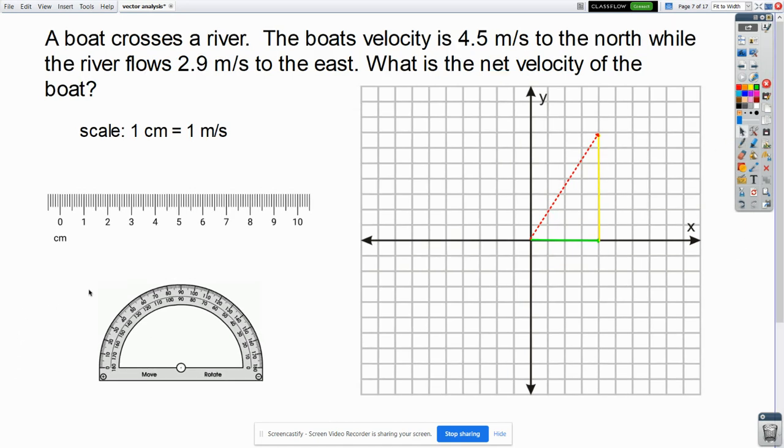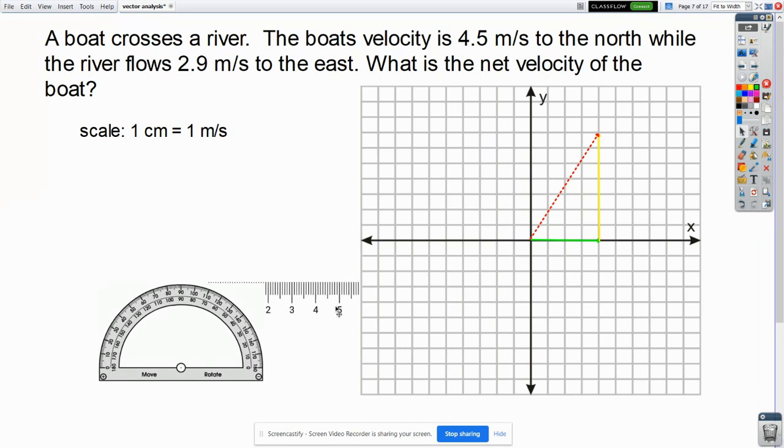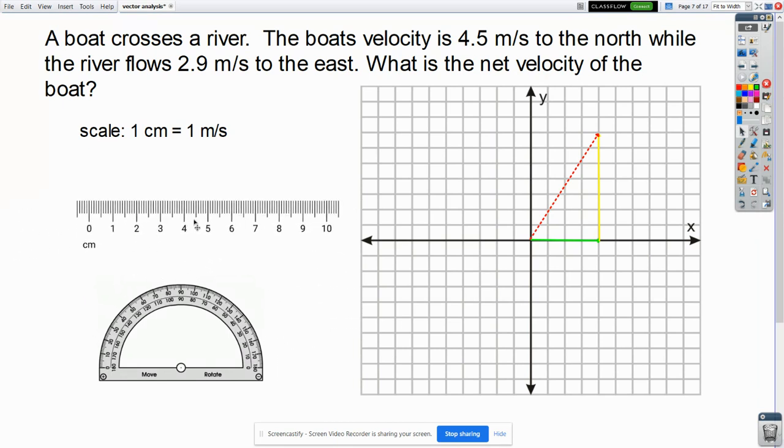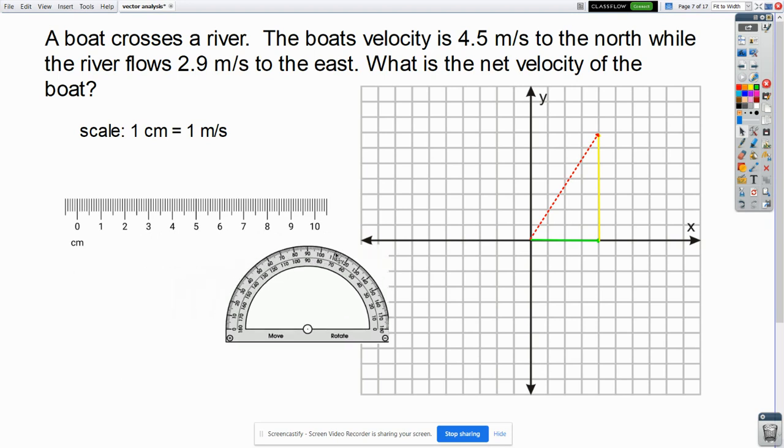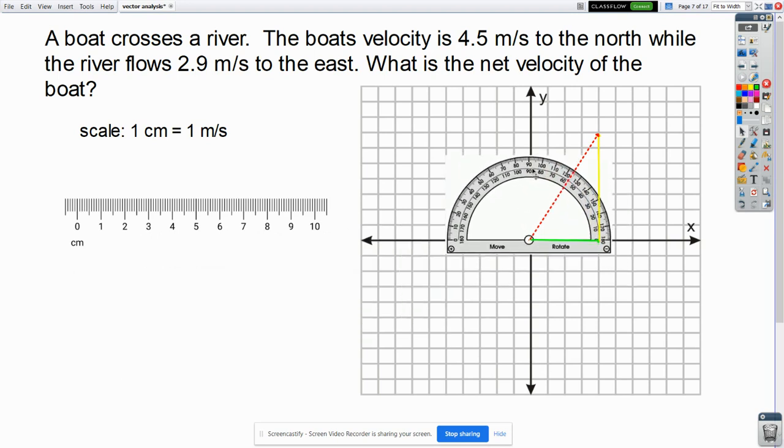Now to figure out what that is, I have to actually measure it and its angle. So I'm going to go ahead and just start with the angle first before I move this thing. And that looks to be about 57 degrees.